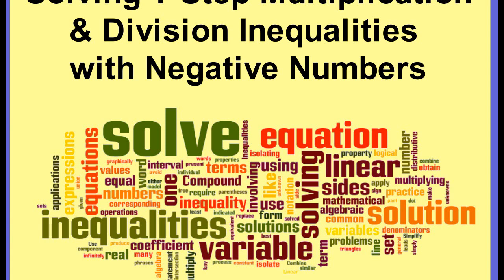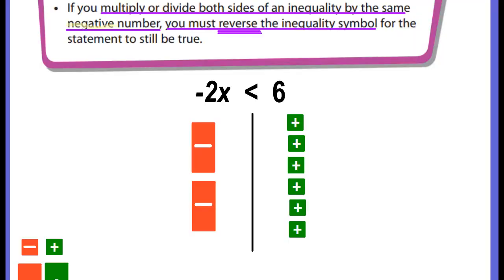So make sure that you have your notes out and that you're filling them out as we go along. Pause the video if necessary so that you can stay caught up. Okay, we have one more multiplication and division property of inequality. It says that if you multiply or divide both sides of an inequality by the same negative number, you must reverse the inequality symbol for the statement to still be true.